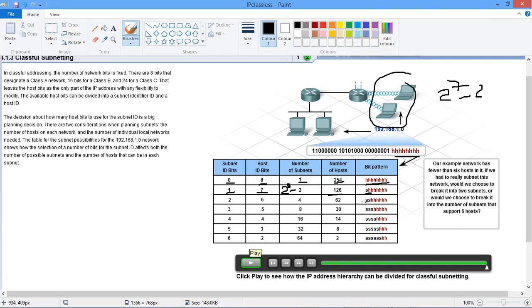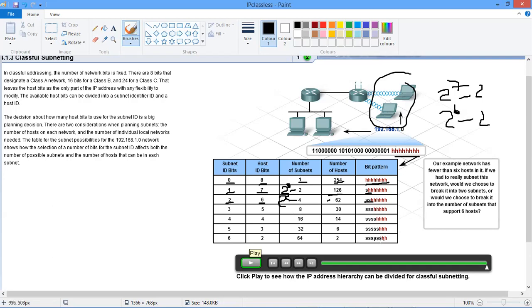Now, if I borrow 2 bits, how many host bits are remaining? 6. How many networks am I going to get if I borrow 2? It's going to be 2 raised to power 2, which gives me 4. Before, I borrowed 1. So for each of the networks, the number of valid IP addresses is 2 raised to power what is remaining, 6, minus 2.